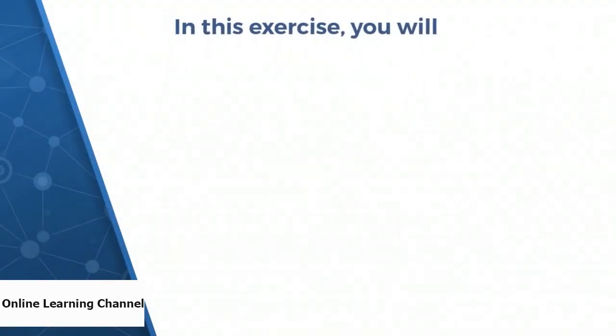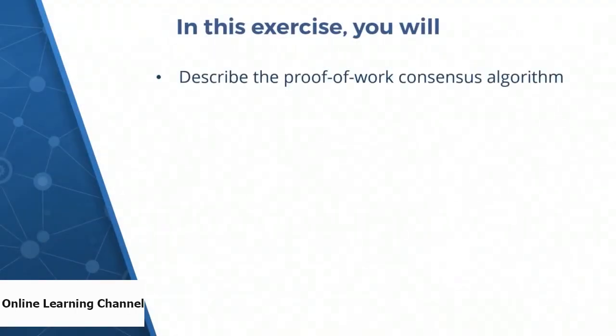In this exercise, you will first describe the proof of work consensus algorithm. In order to achieve a consensus among all of the nodes in the Ethereum network, the proof of work algorithm is the one which is in use at the moment. As the name suggests, however, this does involve a lot of work for the mining nodes. You will need to describe what exactly the work is which they need to perform.